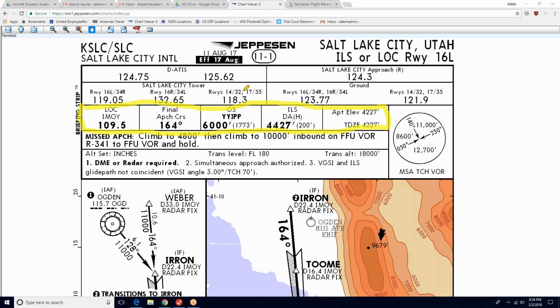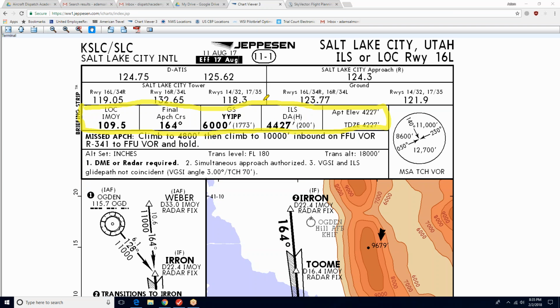So this, the intersection or a point on the approach, in this case is called the glide slope intercept point. So that's what that's telling us. It's 6,000 feet mean sea level, 1,773 feet above ground level. So remember that. All these figures are given to us in sea level.